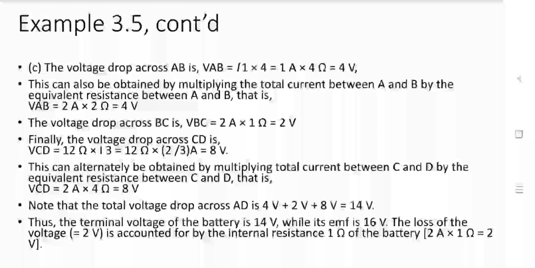So we can say that the loss of 2 volt is due to the internal resistance of the cell. The internal resistance is 1 ohm, and the current flowing in series is 2 ampere. So 1 ohm into 2 ampere is 2 volt. So that 2 volt difference is available across the internal resistance. This is how the 16 volt EMF is divided in the whole network.